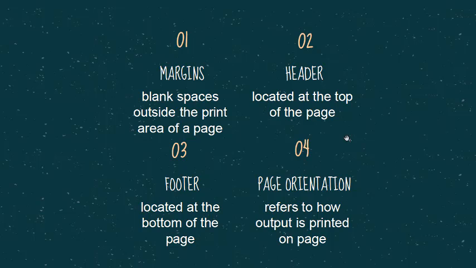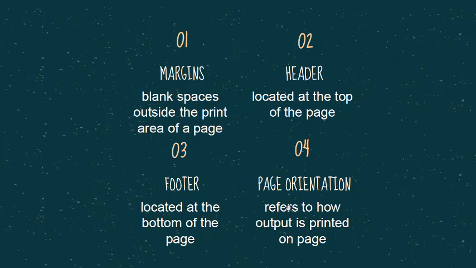Another theory or concept that we need to take into consideration are these four. You can have the margins. Of course, we know what our margins are. Header, when you say header, it is located on the top of the page, and the opposite of it is the footer. And then the page orientation. Remember that the page orientation is classified into two. If it's vertical, that is portrait. If it's horizontal, that is landscape.